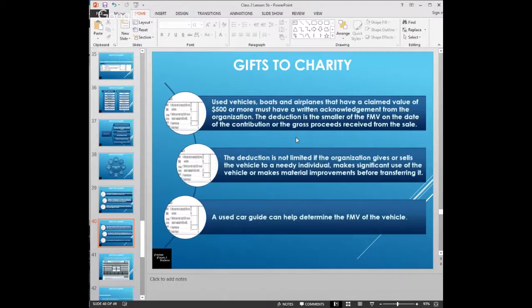The deduction is not limited if the organization gives or sells the vehicle to a needy individual. So, same deal, you take that $1,200 Blue Book car, you give it to an organization who actually gives your car to someone. In that instance, you would deduct the full value according to the Blue Book. And that's what they're saying, used car guide. Kelley Blue Book is available online now.